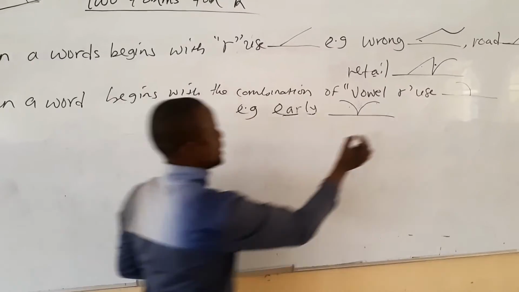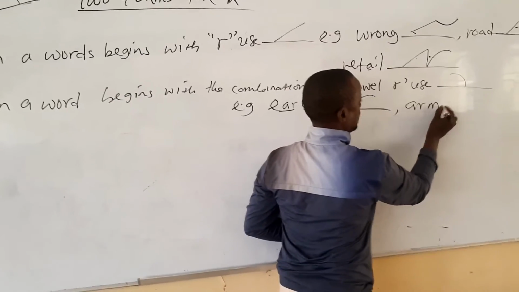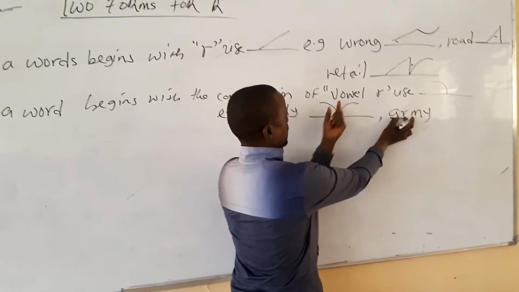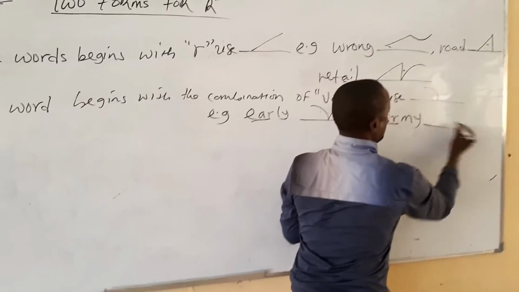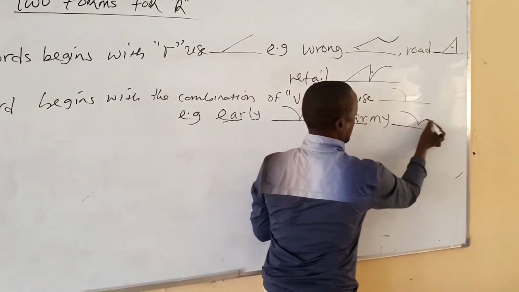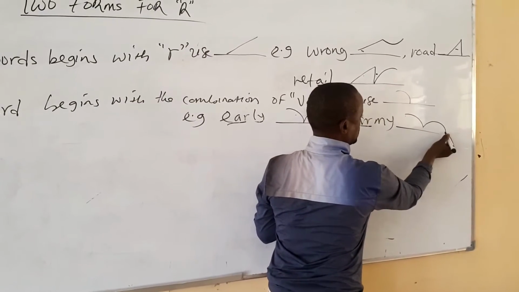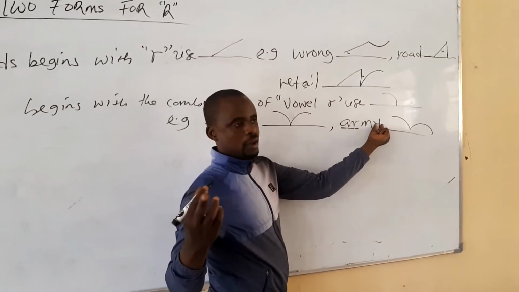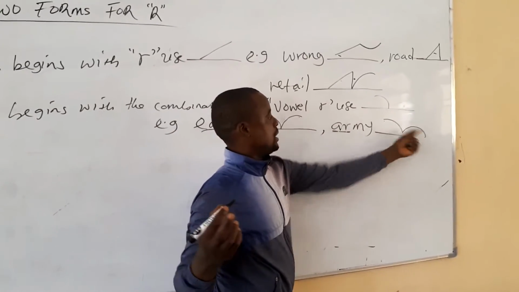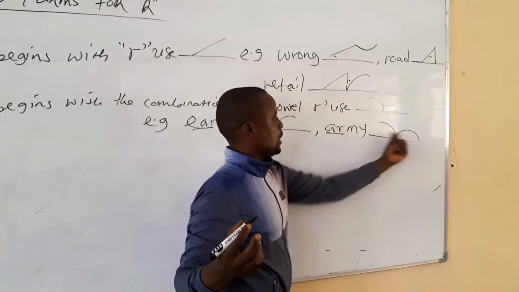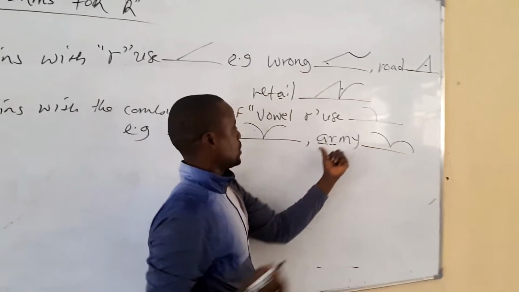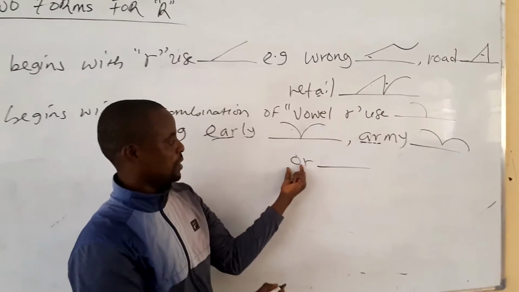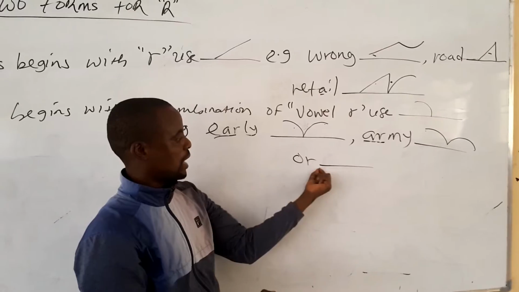Then another example, maybe you say army. Now we need to look at the combination of vowel R. So that is why army should be written with R down. Then we write your last vowel, because you say army. The vowel sound at the end is E. That is why you can see the vowel, which is E. Another example, maybe we say arm. Now look at a clear example. Here we have the combination of vowel and R.